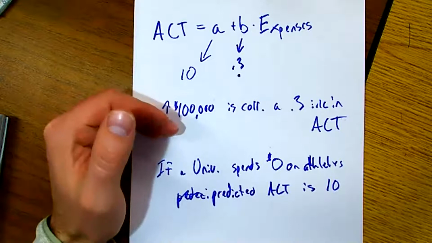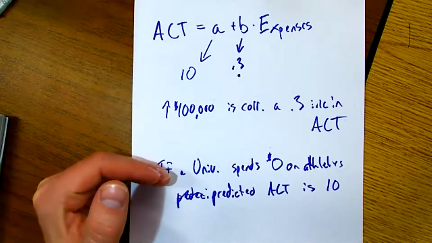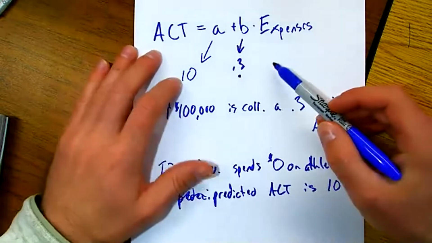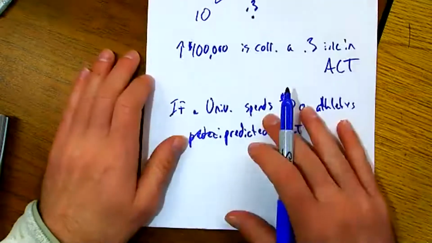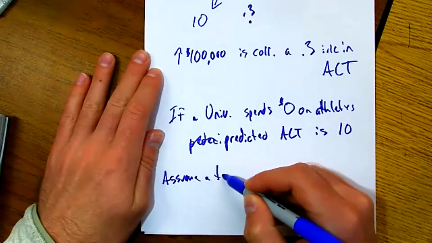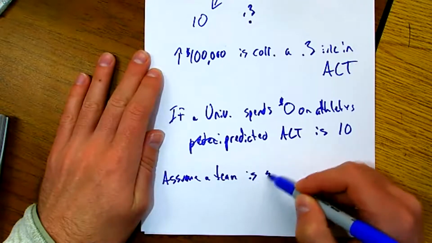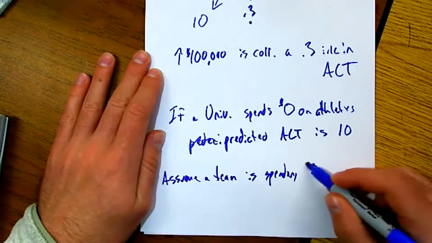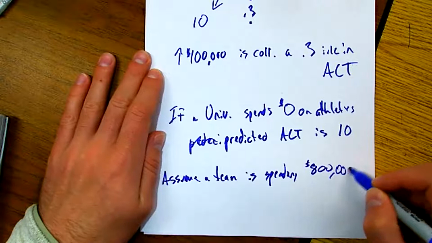So slope coefficient interpretations, intercept interpretations, and another very likely thing I could ask you in a problem like this is: assume a team is spending, we'll do $800,000 on their athletic department.